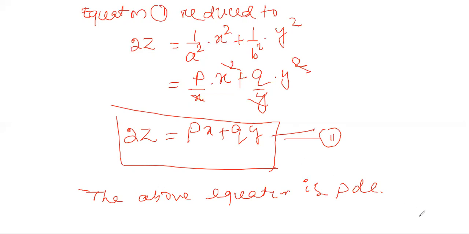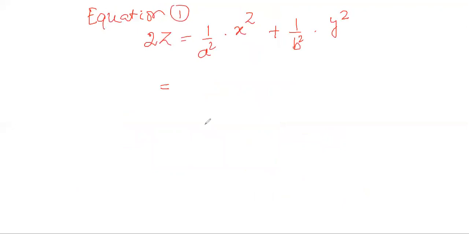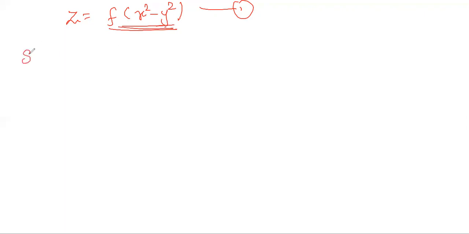Okay, then next, the second question. What is the second question? z is equal to a function of x square minus y square. See, this is an arbitrary function. We need to form the PDE by eliminating the arbitrary function. Here the function f is eliminated. Okay, so what will we do? Now first of all we do step 1. How to eliminate this?